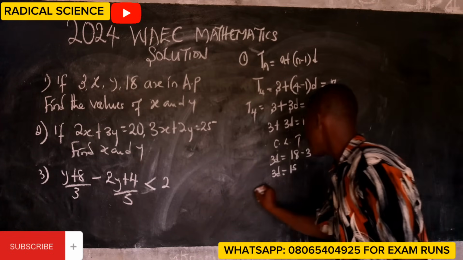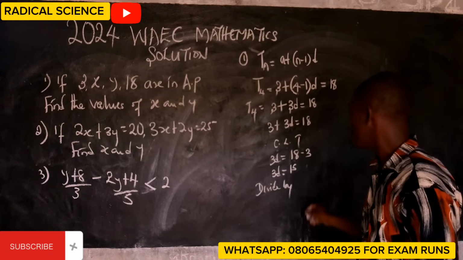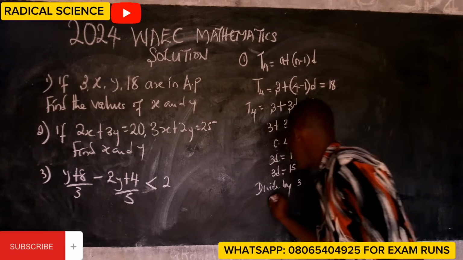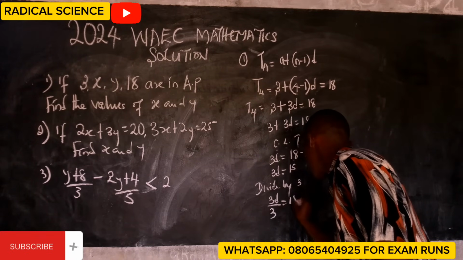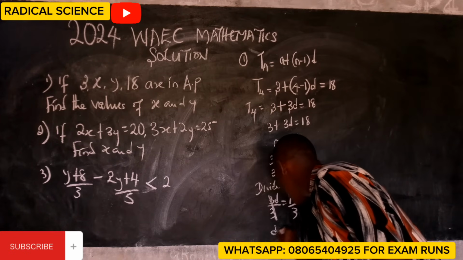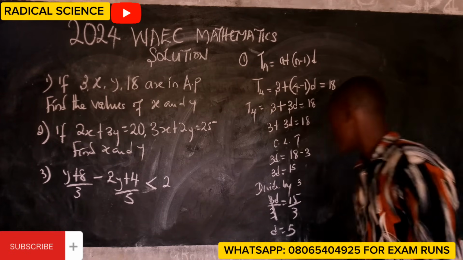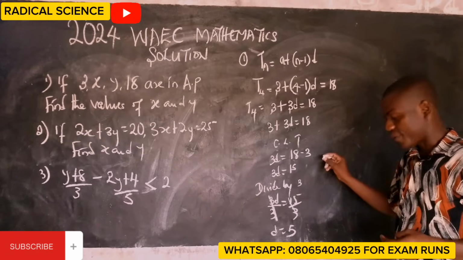And I will divide both sides by the coefficient of d, which is 3. I will have 3d over 3 equals 15 over 3. Dividing both sides, I will have that my d equals 5. 15 divided by 3 is equal to what? 5.